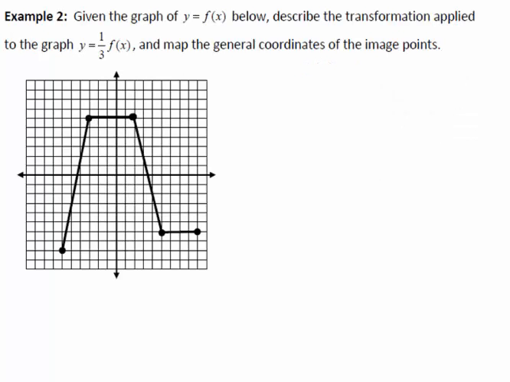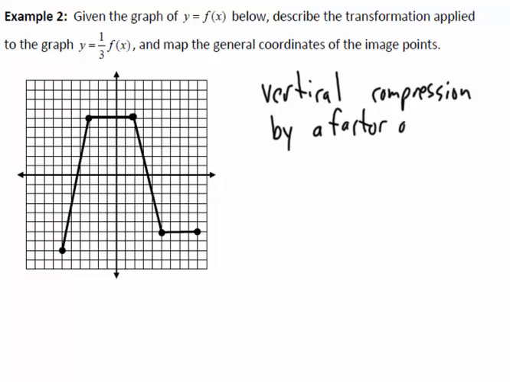Well, let's put it into practice. Here's our function. We have a 1/3 in front of the function, which tells us right away this is a vertical. Because it's a fraction, it's a compression, and it's a vertical compression by a factor of 1/3. All of the y values get multiplied by 1/3 or divided by 3. So take a second, pause the video, and see if you can actually graph this new transformed function.